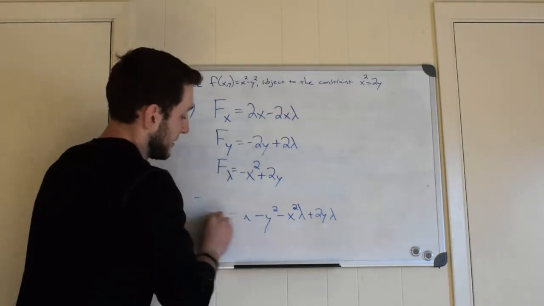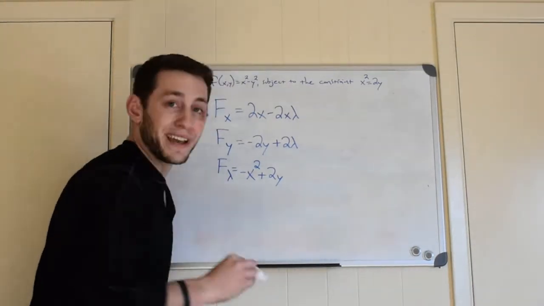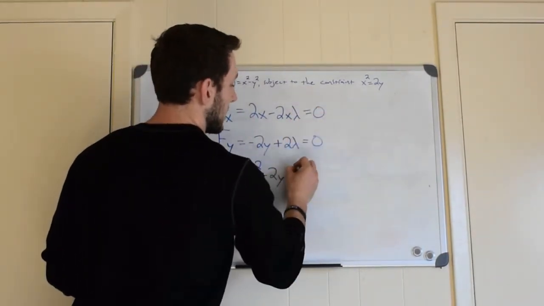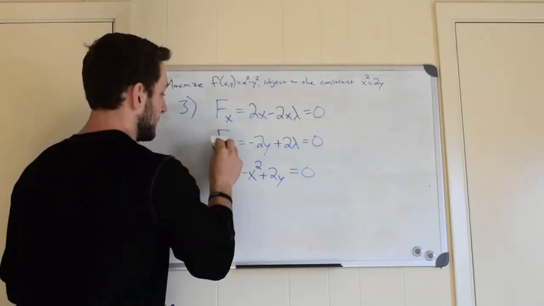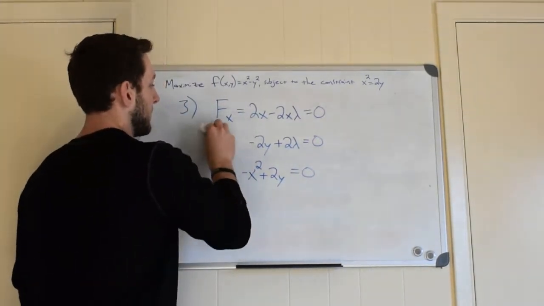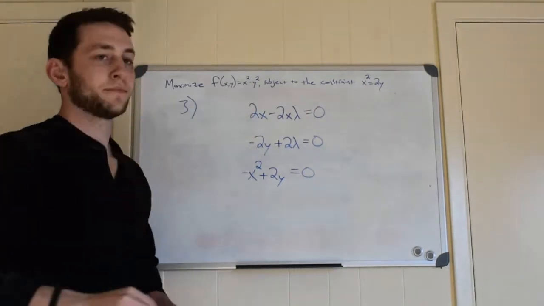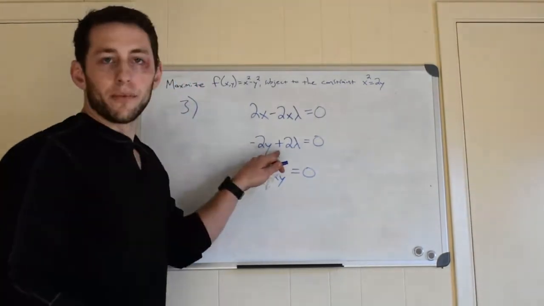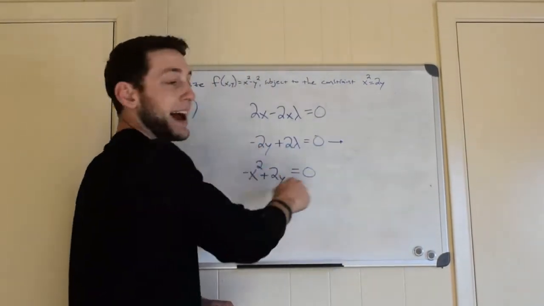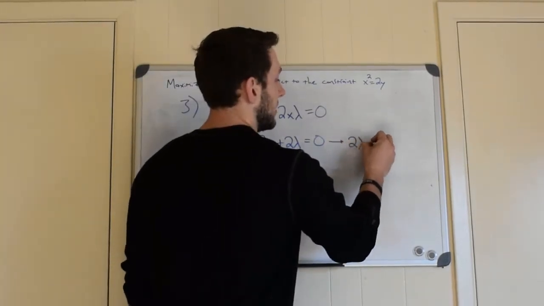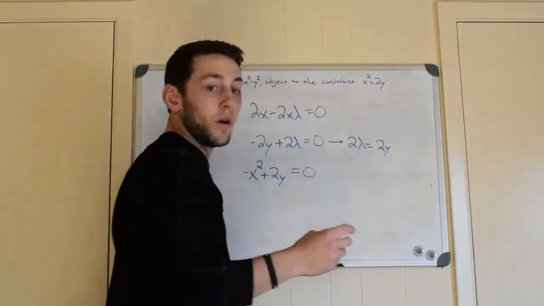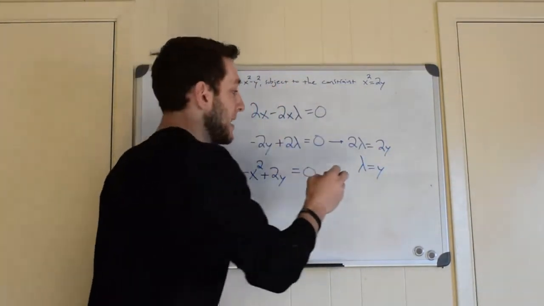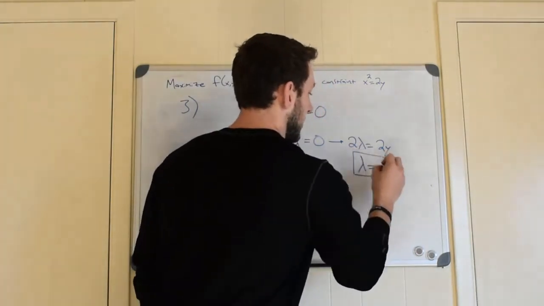And now, to complete step 3, what we end up doing is solving this system of equations where each of these equals 0. Well, we're actually going to proceed somewhat similar to how we did in class. From this equation, adding the 2y over, I can gather that 2 lambda equals 2y, or, ultimately, lambda equals y. Now I'm going to put that in my back pocket. That's going to be important.